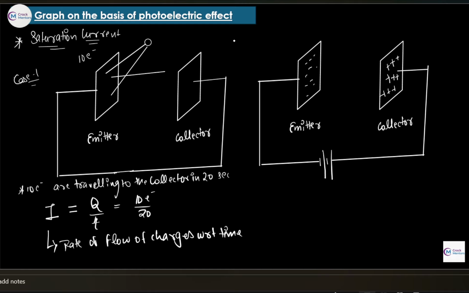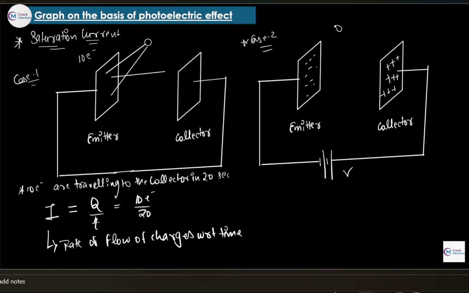Now in case 2, when the emitter is negatively charged and the collector is positively charged, what is going to happen? Because there is an attached battery with some voltage V, the emitter gets so much negative charge and the collector gets so much positive charge as well. Because of the battery, it is transferring its charges to the plates.